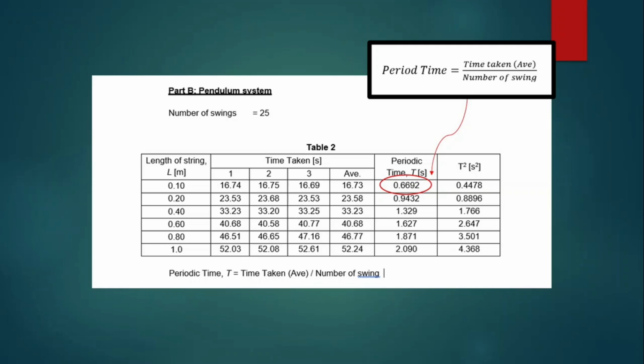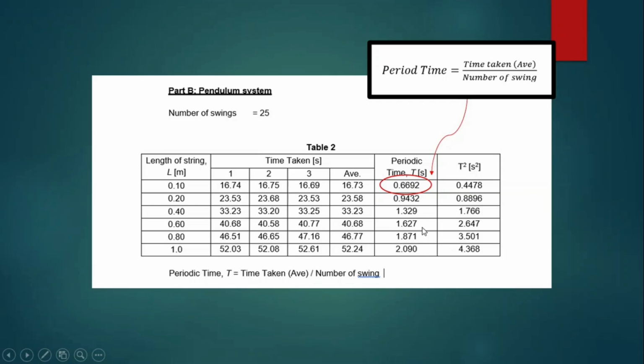After you fill up the time taken for take 1, take 2, and take 3, you need to total the average. For this 0.10 length, the average is 16.73. The average is 16.73 because time taken 1 plus time taken 2 plus time taken 3, divided by 3, gives 16.73.